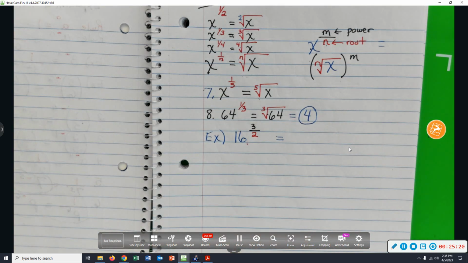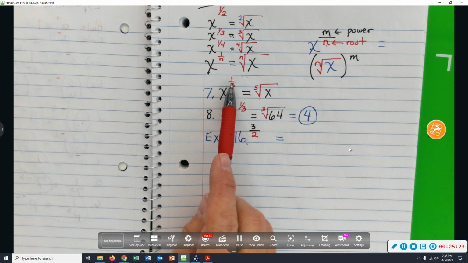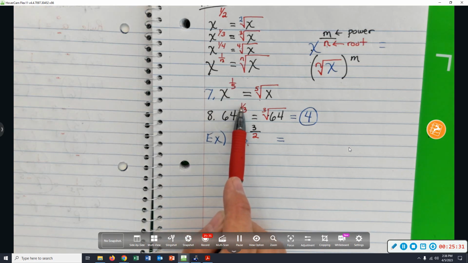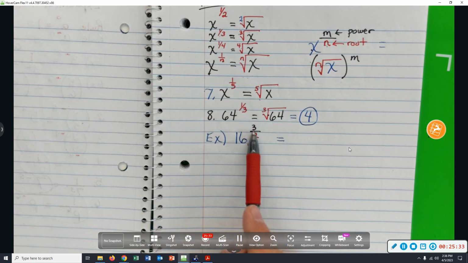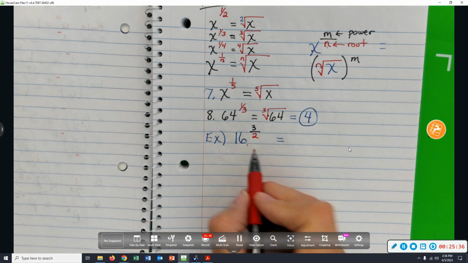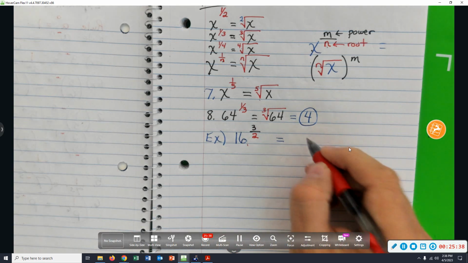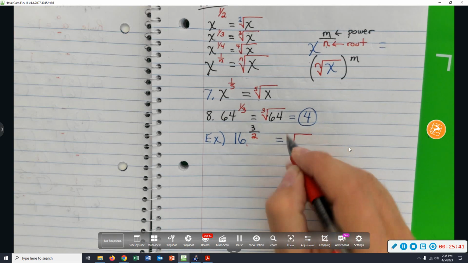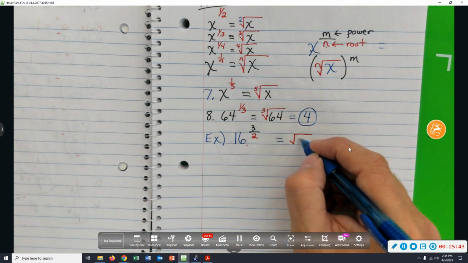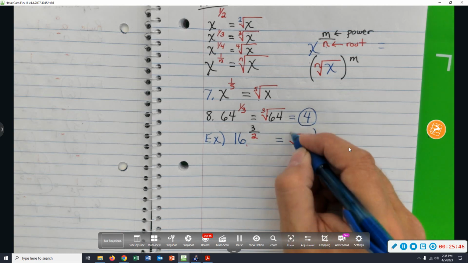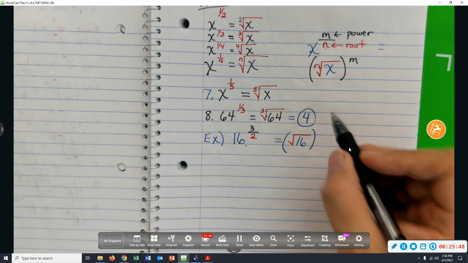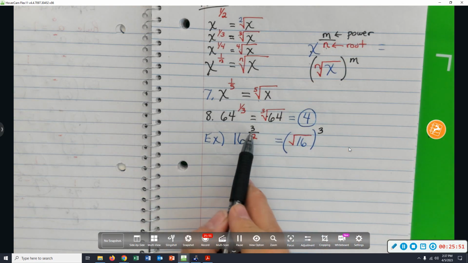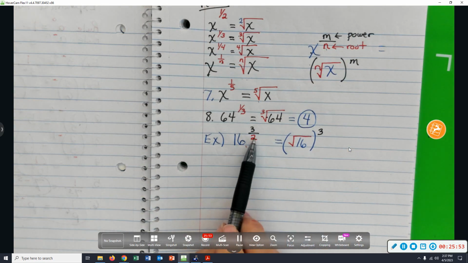And the natural question is, how does this differ from 7 and 8? 7 and 8, the top number was just a 1 in the fraction. So I'm trying to show you what you do if that top number is something other than a 1. There's one extra step. You start with the root. Take the square root of 16. Okay, I heard someone say that's a 4. And then raise it to that power. Okay? Take the square root and then raise it to the 3rd power.